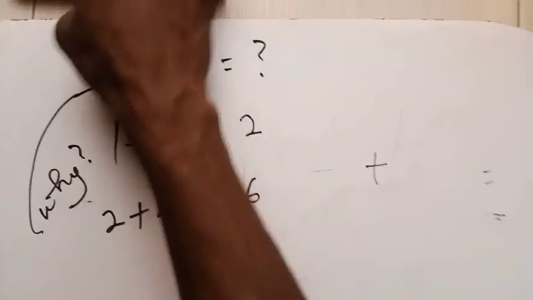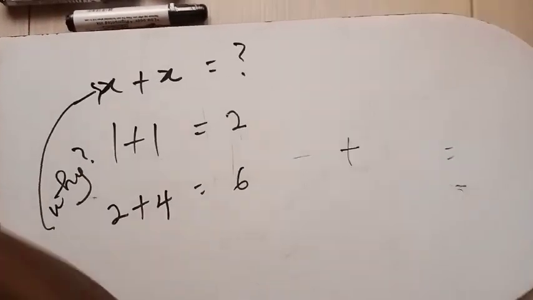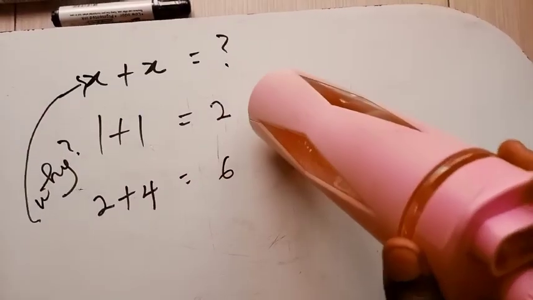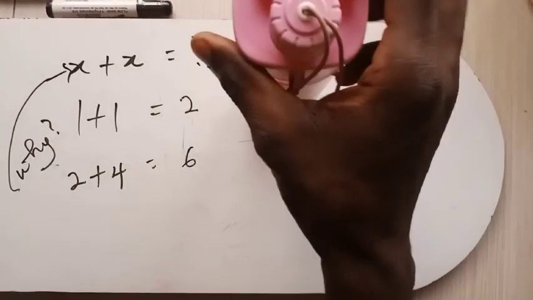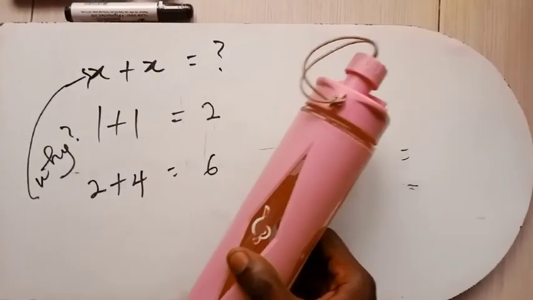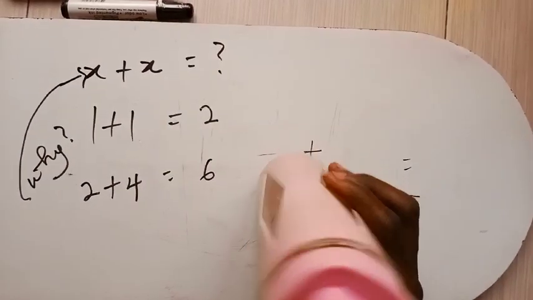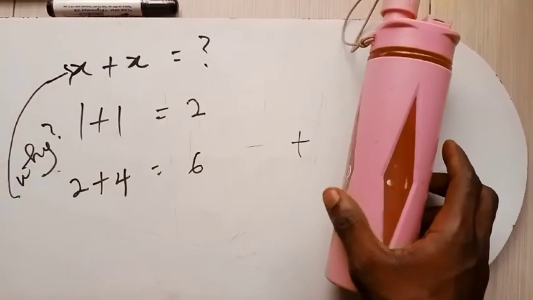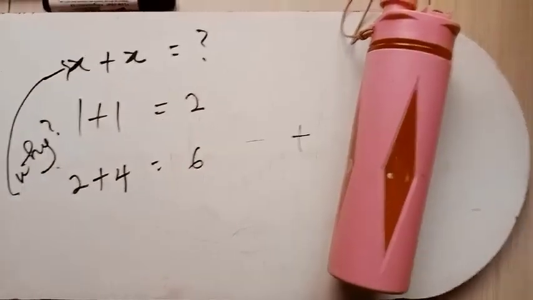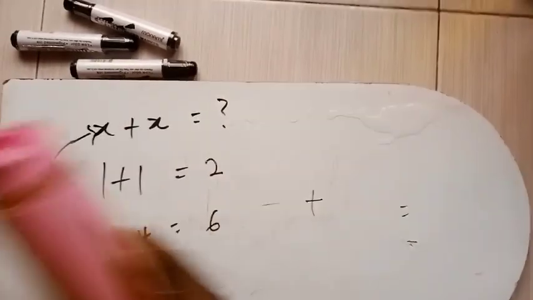So in a similar scenario, if you take this bottle here, you can see this is a water bottle, right? How many water bottles am I having? This is only one water bottle. Is that okay? So one water bottle, and then I pick another water bottle, making what? 2 water bottles.